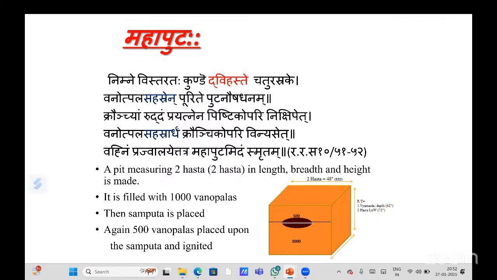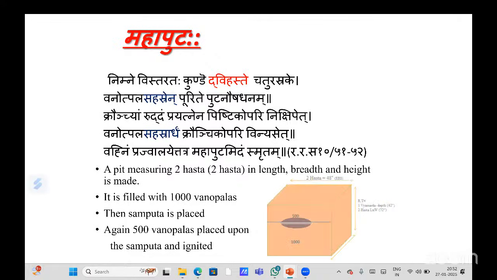So here it is very important: the size of the pit, length, breadth, height. Here in the Mahaputa, we are having two asta pramana of length, breadth, height. The vanophalas should be filled, 1,000 below the samputa and 500 above the samputa. In total, 1,500 vanophalas are used.